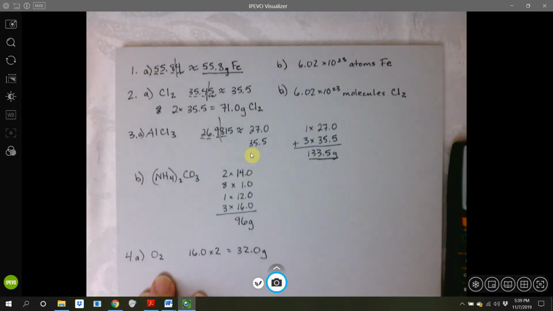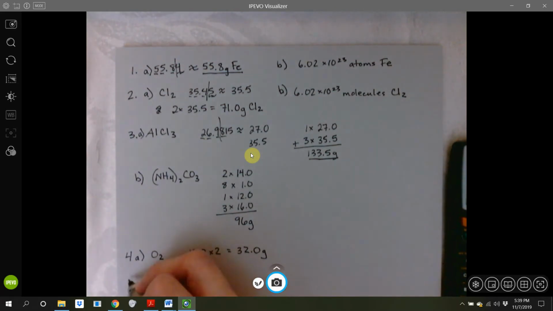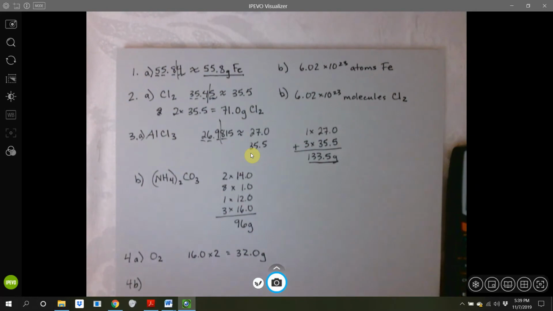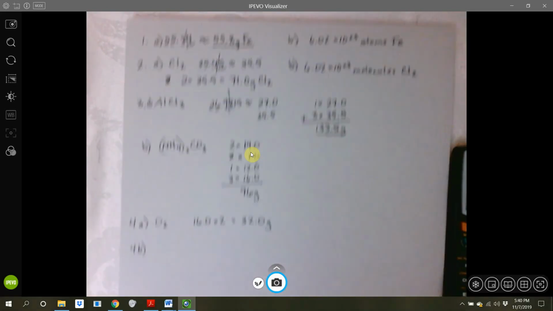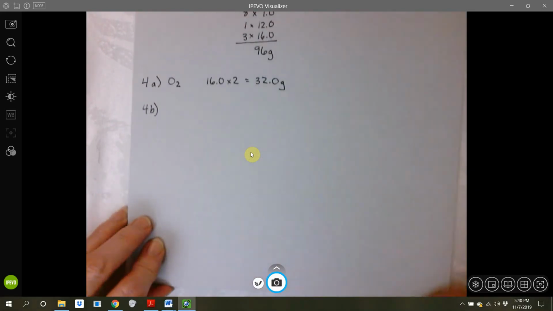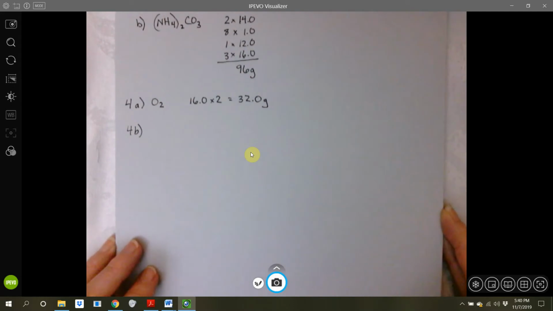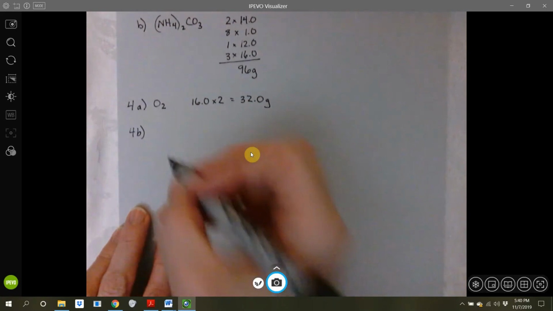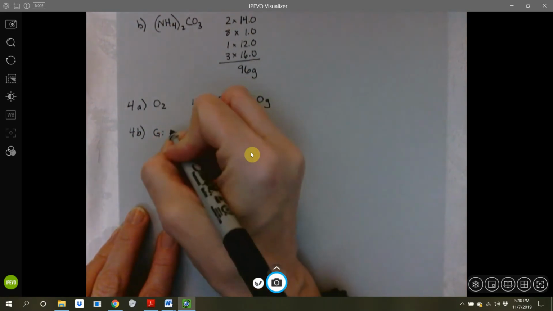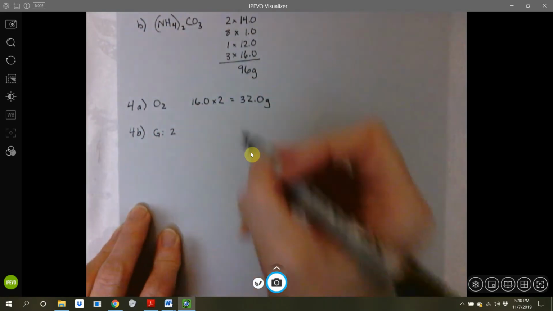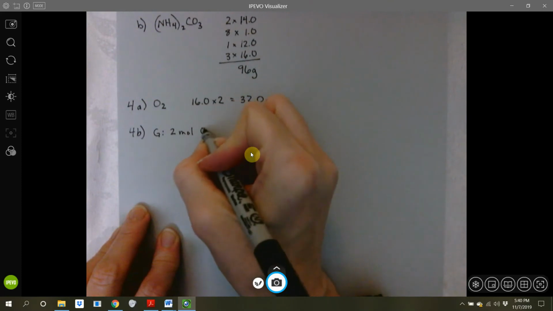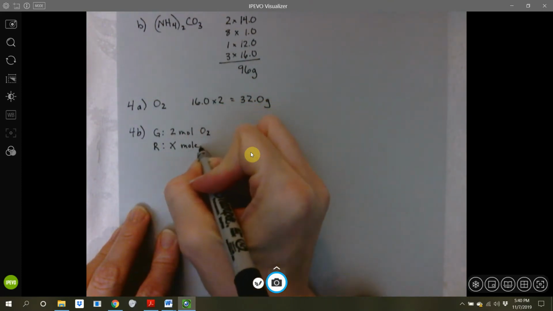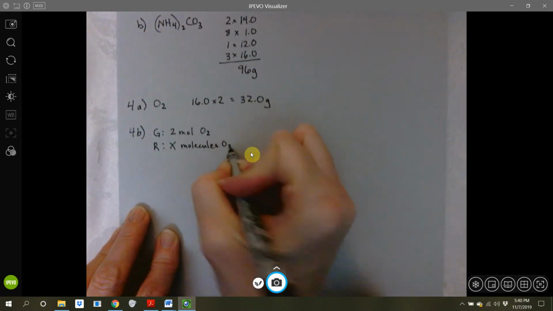How many molecules are in 2 moles of oxygen gas? Slide everything up for you. So we're looking at 4B. How many molecules in 2 moles of oxygen gas? Okay, so they gave us 2 moles of O2. We need to find some number of molecules of O2.